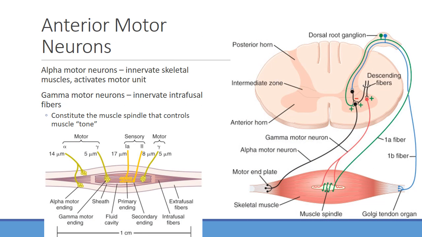So looking at these anterior motor neurons, there's going to be lots of little graphs and charts like this we're going to be going over. So if I don't go over these in detail enough, please stop me so I can cover them more. You're going to notice there are two primary motor neurons available here: the alpha motor neurons and the gamma motor neurons.